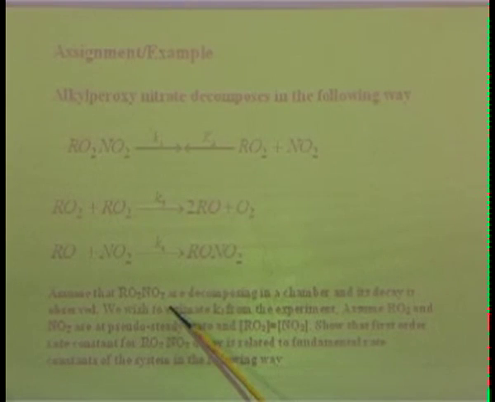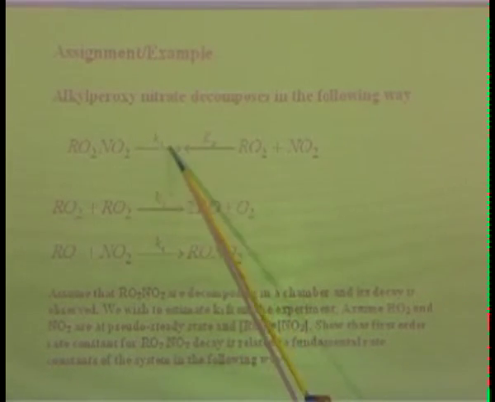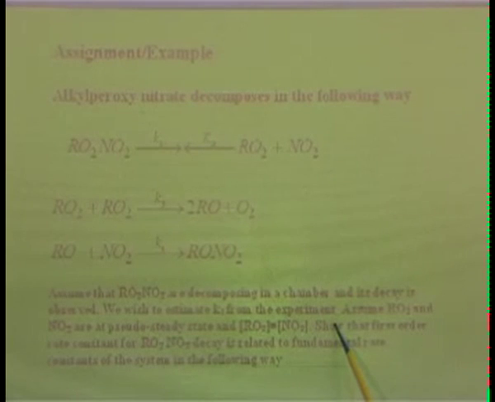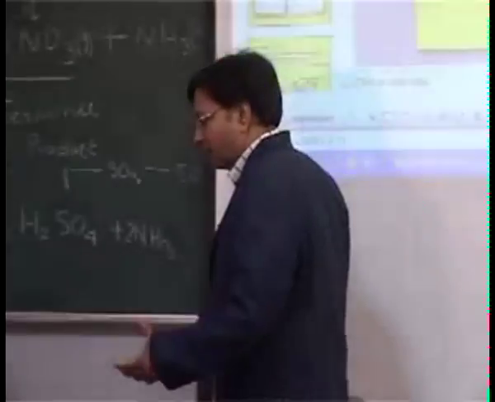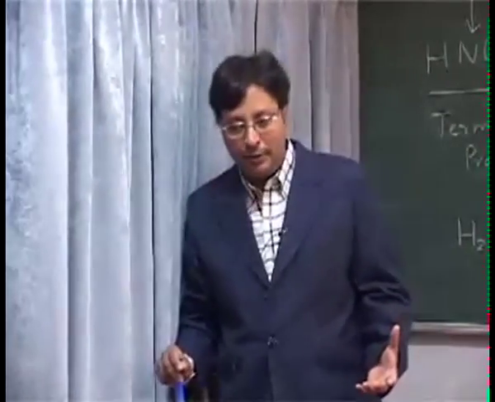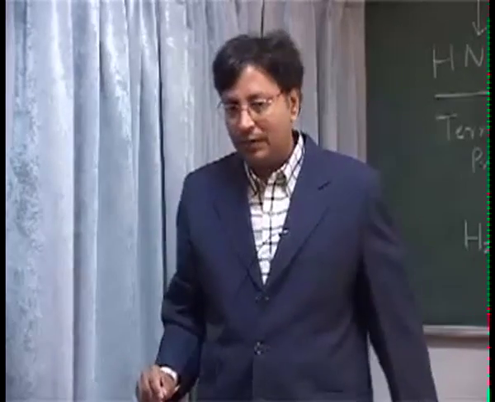So we are observing the decomposition of RO2NO2, and the idea is that we want to estimate K1 from the experiment that we are doing. And you can also assume that RO2 and NO2 are at pseudo steady state. Now you have to explain to me what is the meaning of pseudo steady state. We have done many problems in the class, or we have discussed what the pseudo steady state condition is. Many times, even if it's not steady state, we somehow assume it to be pseudo steady state, provided it matches certain conditions. So now you tell me what is pseudo steady state, because this kind of understanding you will require in many kinds of problems that you do.